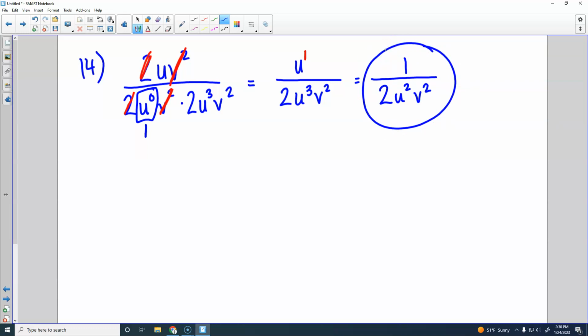I like the way Aiden went about that, because if you got something on top and bottom, then you can cancel those out as long as everything's multiplied together. So you don't even have to worry about it there. But you could do this differently. You could combine everything in the bottom first and then worry about the top and bottom. That would also work. Okay, questions?